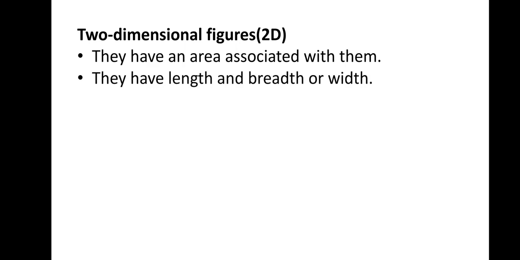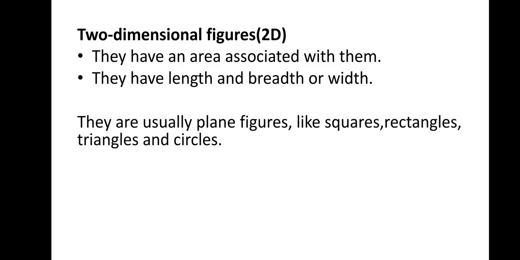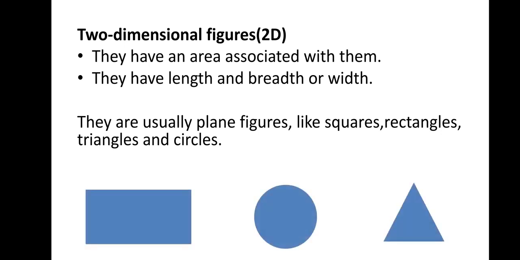They have length and breadth or width. Definitely they have two dimensions, that is why they are two-dimensional figures. They are usually plane figures like squares, rectangles, triangles and circles. So what are two-dimensional figures? The figures or shapes having only two dimensions. It can be length and breadth or width, and they have an area associated with them. They are usually plane figures like squares, rectangles, triangles, circles, pentagon, hexagon, octagon. Likewise, you can take more examples. Like I have shown you the examples rectangle, circle and triangle.